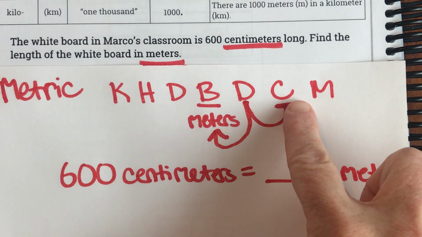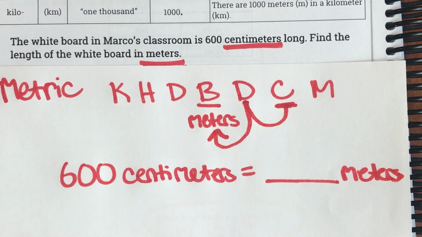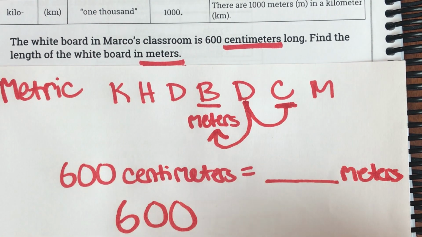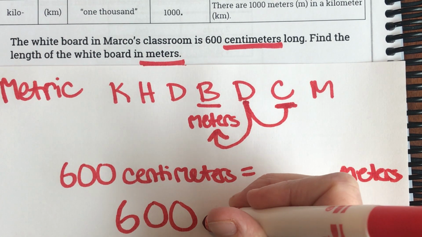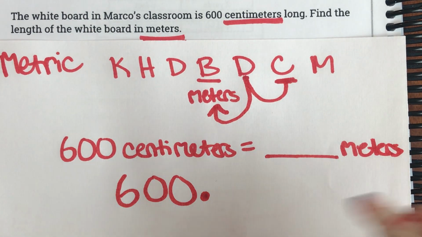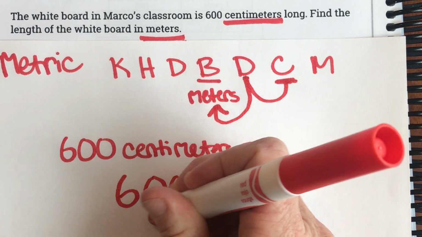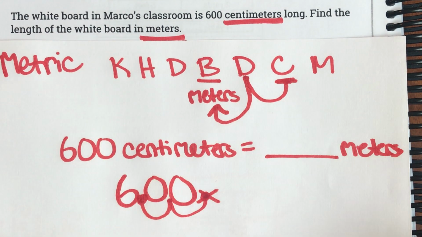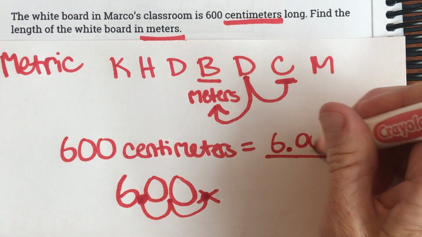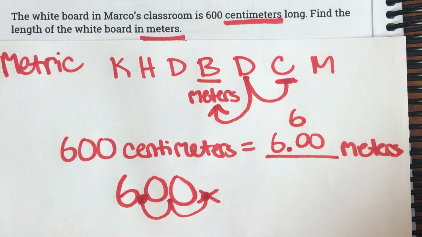So what did they do? They moved 2 to the left. So I can take my number, add a decimal at the end, because when there's not a decimal, you always add it to the end, and I can move it 1, 2 to the left. So what is my answer? 6.00, which is the same as 6. So 600 centimeters equals 6 meters.